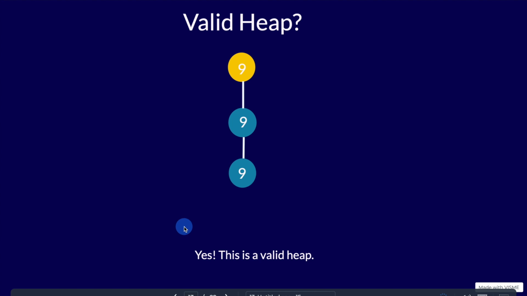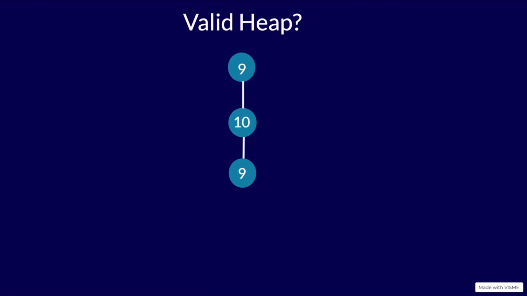Okay, so is this a valid heap? Well, no, this is not a valid heap. Why? As you can see, we expect the value of the child nodes to always be greater than the value of the parent node, right? But if you go down over here, you discover that the value of the child node is less than the value of the parent node. So this structure does not satisfy the heap property, which makes it invalid.